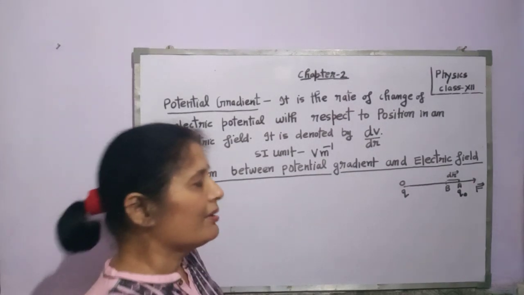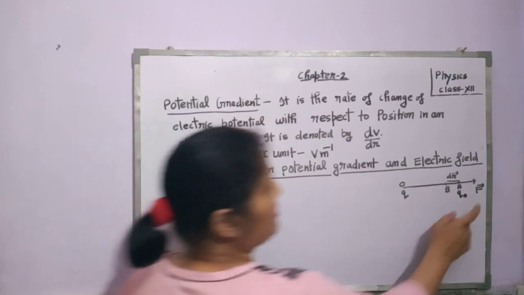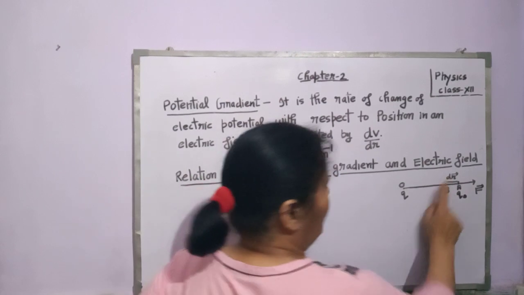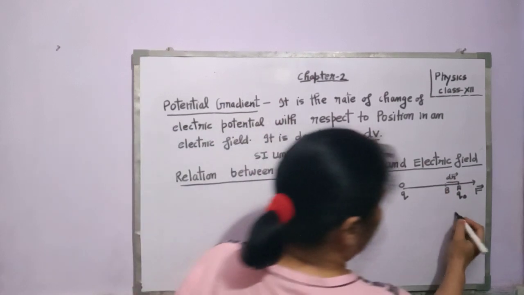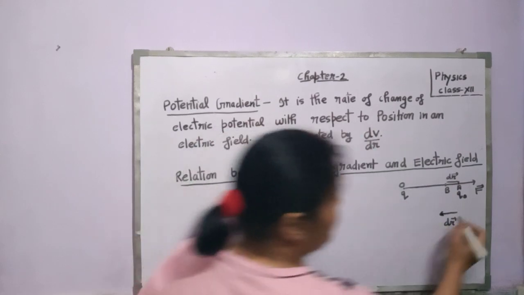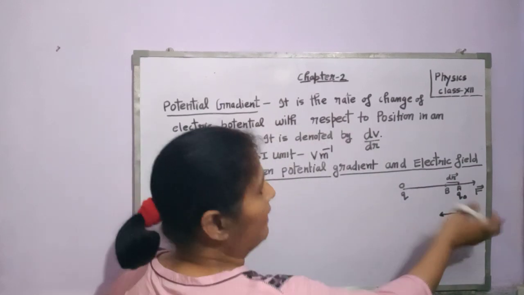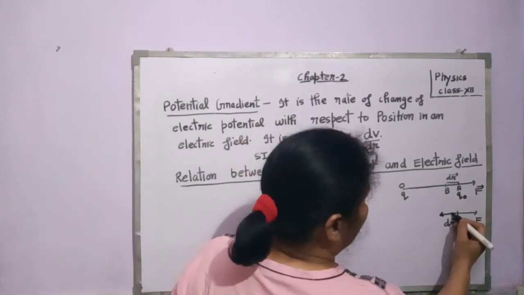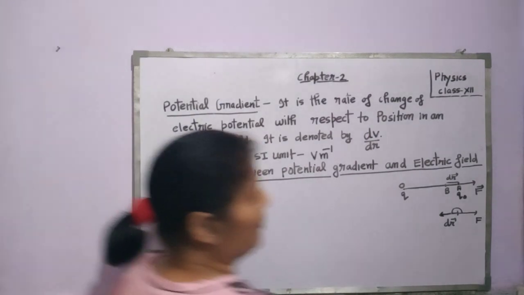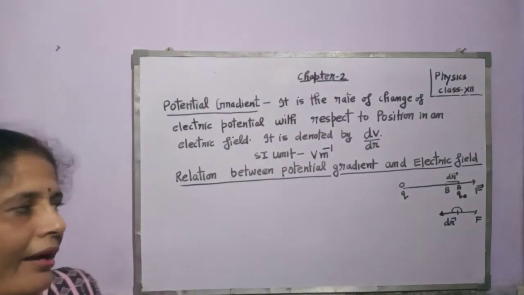Now, the work done against this electrostatic force on charge Q naught in moving from A to B. You can see here the direction of the displacement, that is dr, and this is the direction of the force, from left to right. The angle between these two vectors is 180. That means the angle between the force and displacement is equal to 180 degrees.